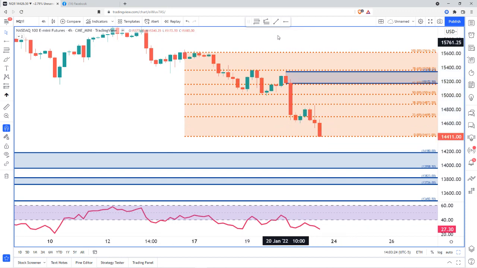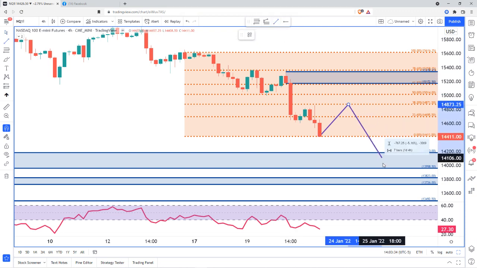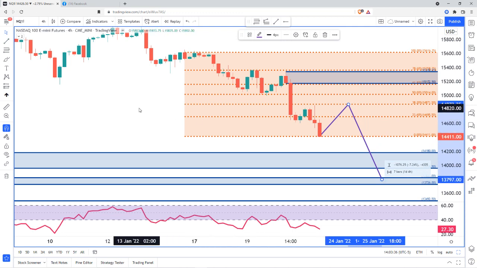So next week, if the Russell starts to rally, look for the NASDAQ to rally as well to one of these fib levels before it continues to push down towards the end of the week into this daily demand or even lower. That's what I'm seeing.